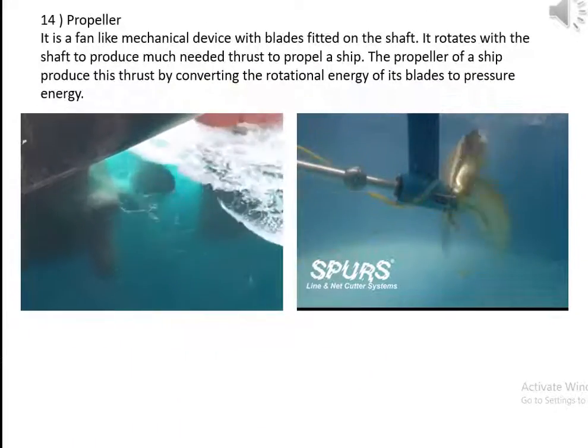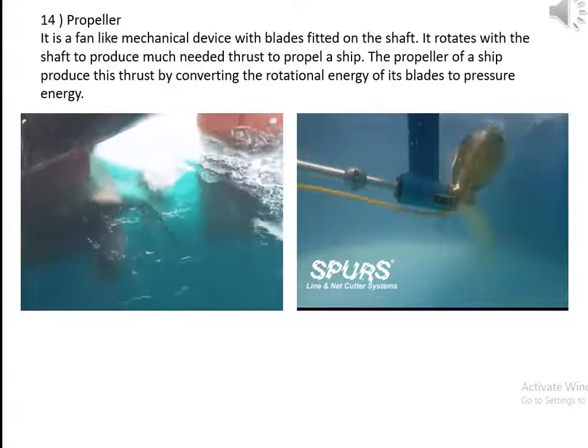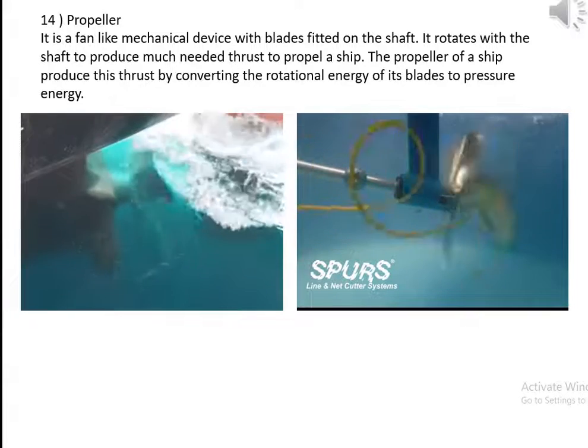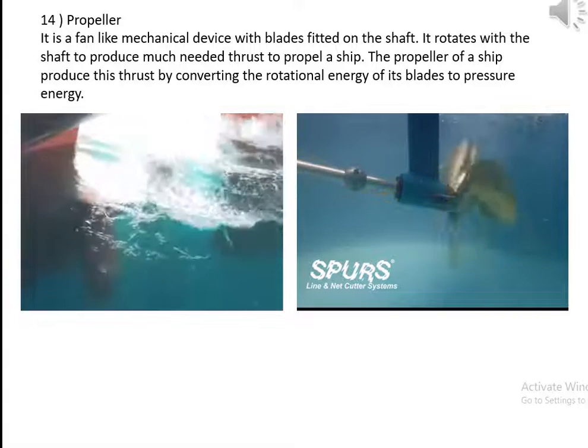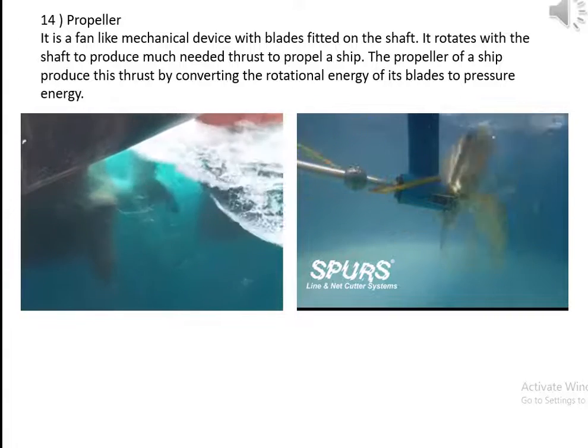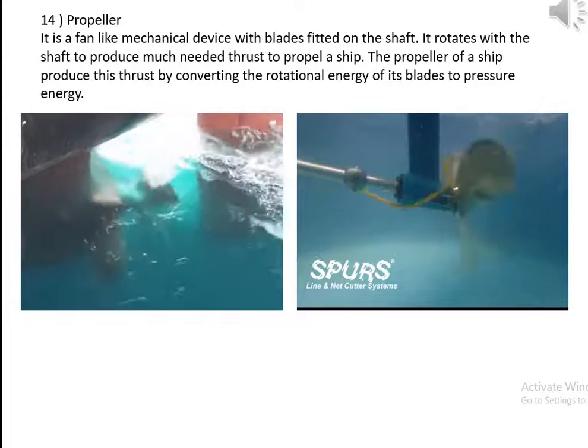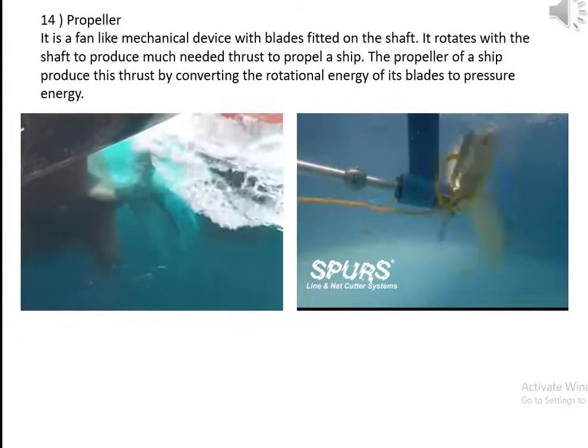14. Propeller. It is a fan-like mechanical device with blades fitted on the shaft. It rotates with the shaft to produce much-needed thrust to propel a ship. The propeller of a ship produces this thrust by converting the rotational energy of its blades to pressure energy.